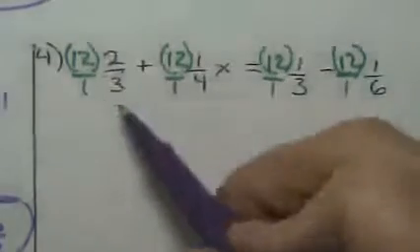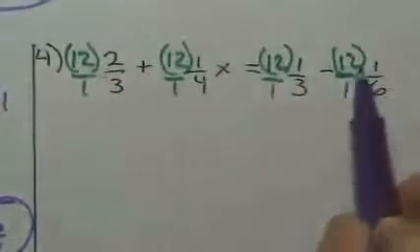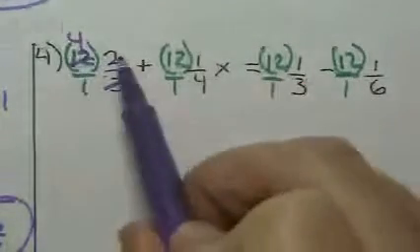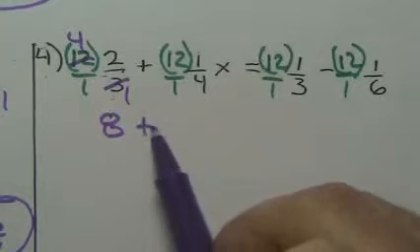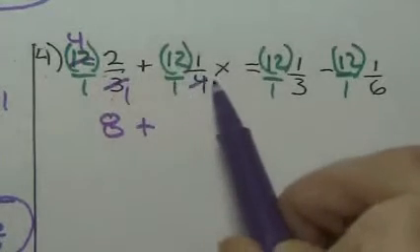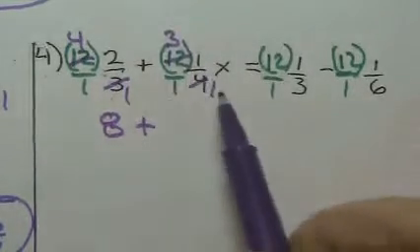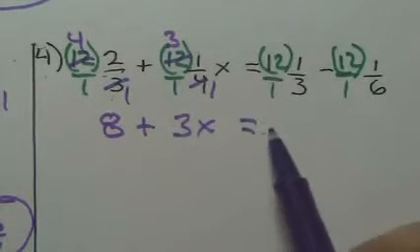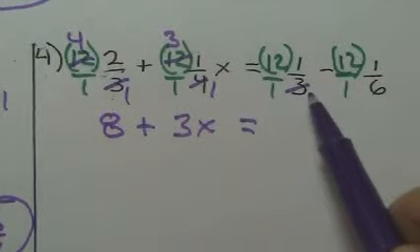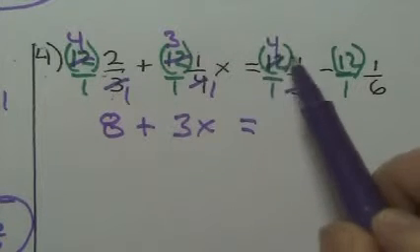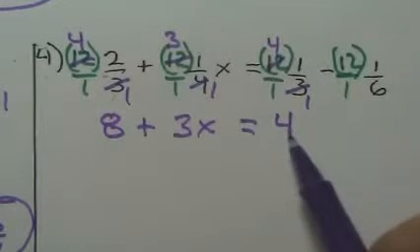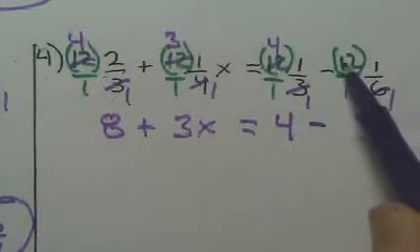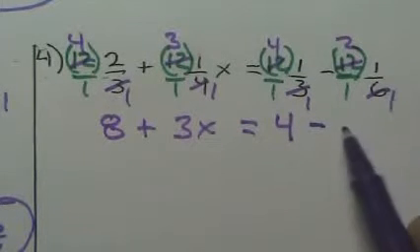Number 4, let's see, I multiplied everything by 12. 3 goes into 12 4 times. 4 times 2 is 8. Plus, let's see, 4 goes into 12 3 times. 3 times x is 3x. Bring down the equals. 3 goes into 12 4 times, so you're just left with 4. Minus 6 goes into 12 twice. 2 times 1, that's just 2.